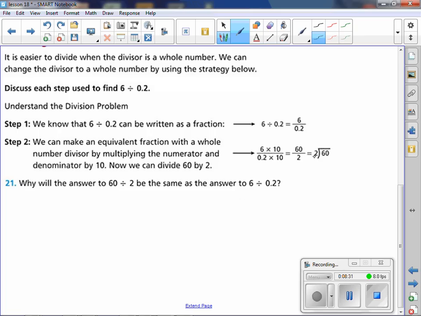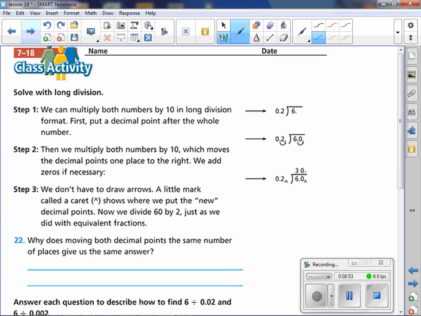So then we're actually taking 2 into 60. Okay, well 2 into 60 is 30. Okay, so you know, we've multiplied the numerator and the denominator by the same number, so the quotient will be the same. Our answer will be the same, because as long as we work in equivalent fractions, we're going to end up with the same numbers. Okay, let's take a look at the next page.